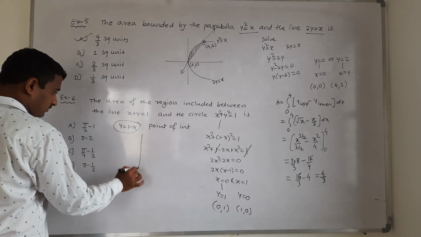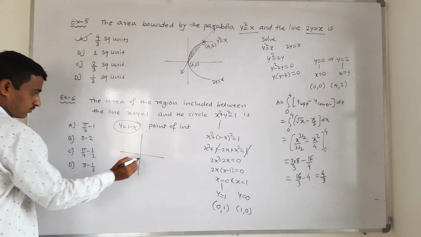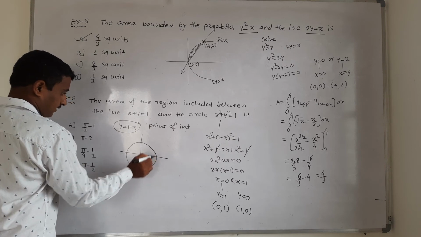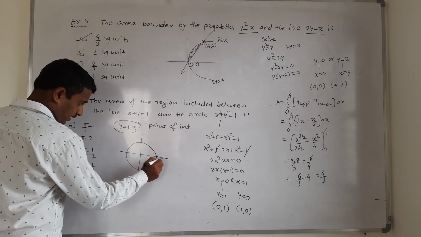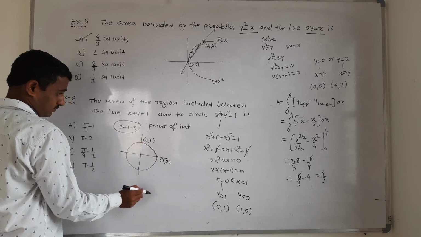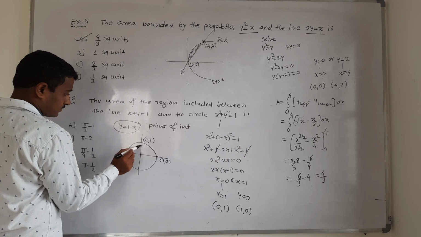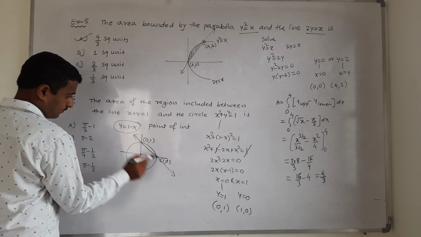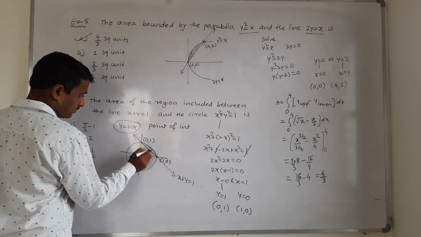Therefore I draw the circle. This is the standard circle, x square plus y square is equal to 1, that is center at origin, radius 1. This is the circle, and the line is x plus y is equal to 1. This point is 1, 0 and this point is 0, 1. The line passes through 0, 1 and 1, 0. This is the line x plus y is equal to 1. Now this is the area.